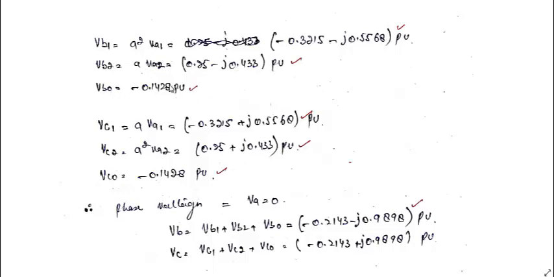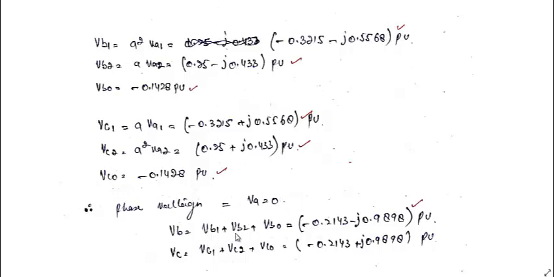VB0 will be the same as we have already calculated earlier. Similarly, we can calculate VC1, that is a times VA1, and VC2 is a square times VA2. This is the actual value for this, and VC0 will be the same as VB0 or VA0. Phase voltages: VA0 will be 0, VA will be 0, we don't have to calculate it.